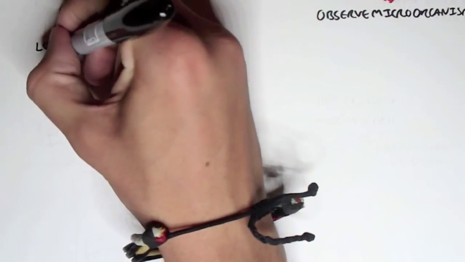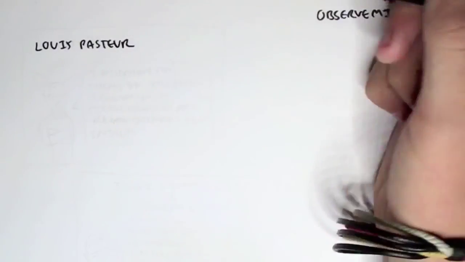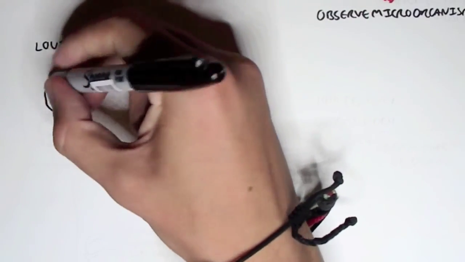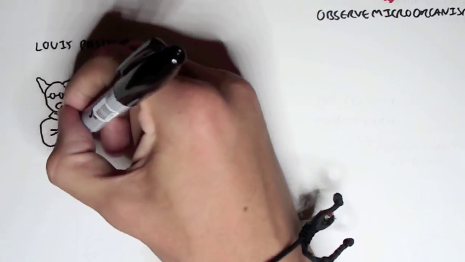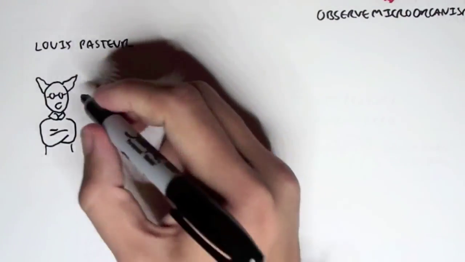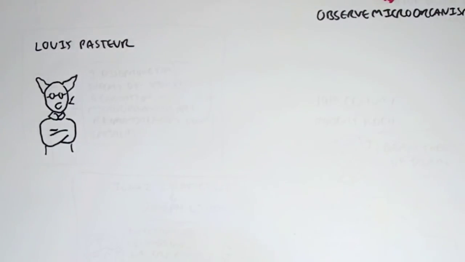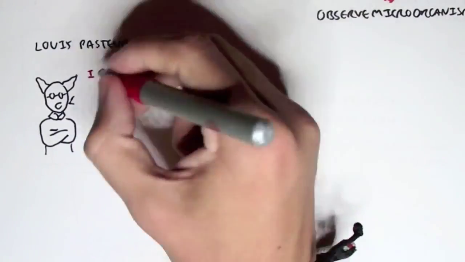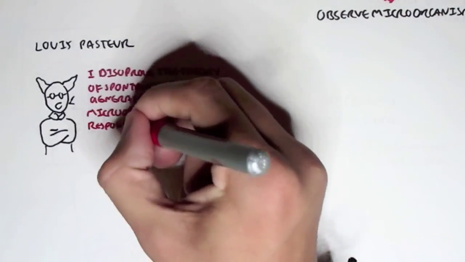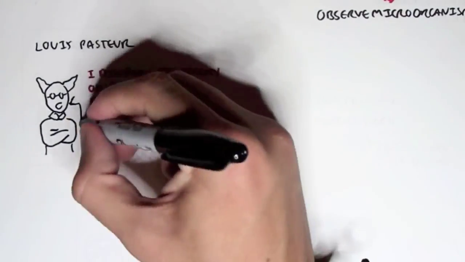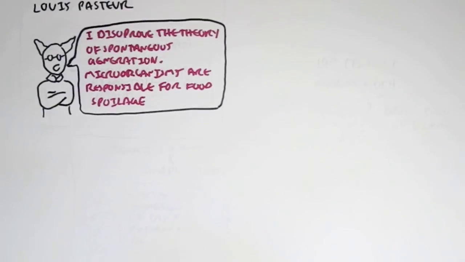Now let's learn about some people who are important in the field of microbiology. The first guy is by the name of Louis Pasteur, who disproved the theory of spontaneous generation. What is spontaneous generation? Well, it's the thought that organisms arise from essentially non-living things, such as dust, for example. And he also said that microorganisms are responsible for food spoilage.